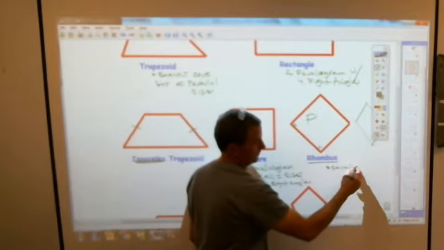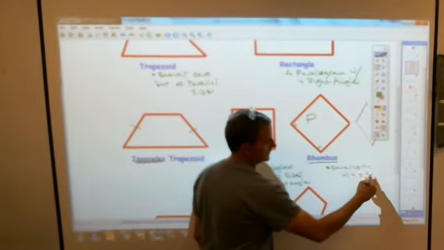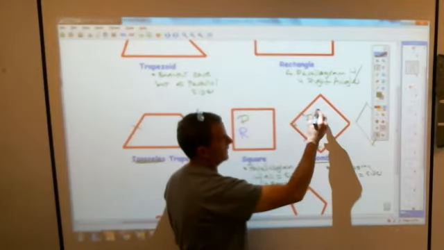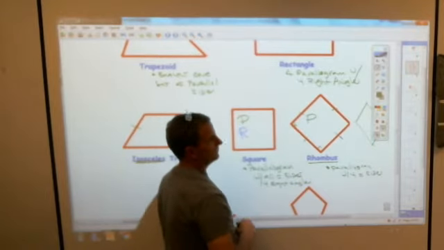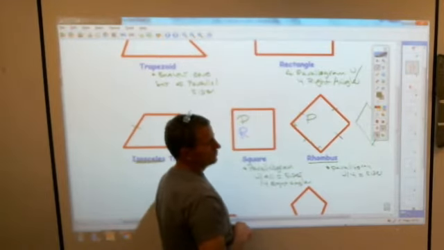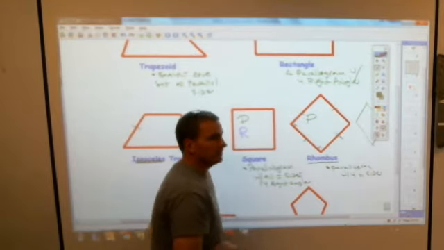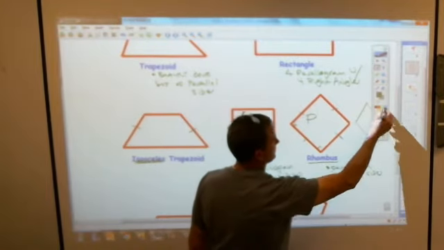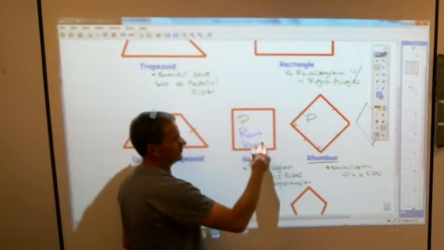Right. It's a parallelogram with 4 equal sides. It just has to have 4 equal sides. So what else can be a rhombus? There's one other shape that always has equal sides. What is it, Caleb? A square. Yeah. This is a rectangle. This can also be a rhombus, or always has to be a rhombus.